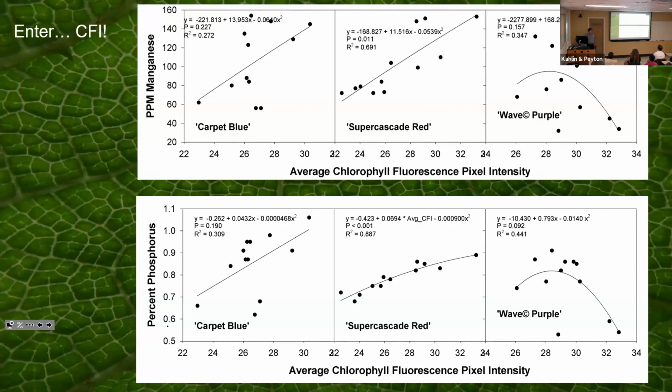And this also demonstrates really well why you've got to have multiple cultivars in a given trial, because you'll have cultivar specific dependencies that happen depending on what you're doing. So in this particular instance, the Carpet Blue and the Wave Purple are not particularly great in either case, but the Super Cascade Red checks out really well with the chlorophyll fluorescence and those nutrient rates.